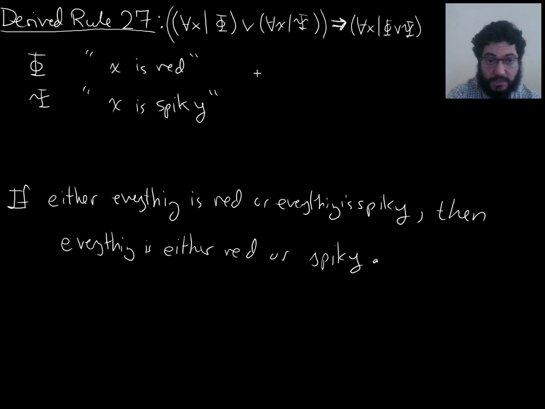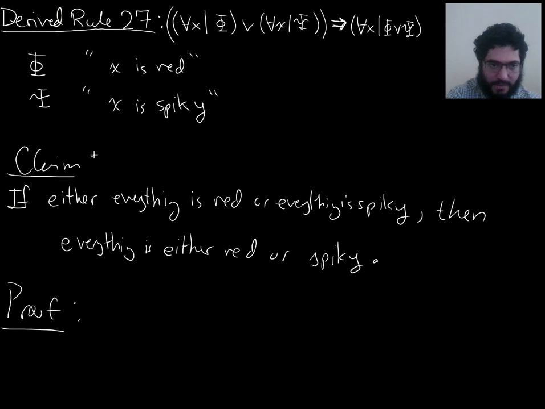Okay, so let's prove this one way that does work. So, proof. And let's write it like this. So instead of writing it with the Greek letters, let me prove specifically this. So this is what I'm proving. The claim is this: if everything is red or everything is spiky, then everything is either red or spiky.